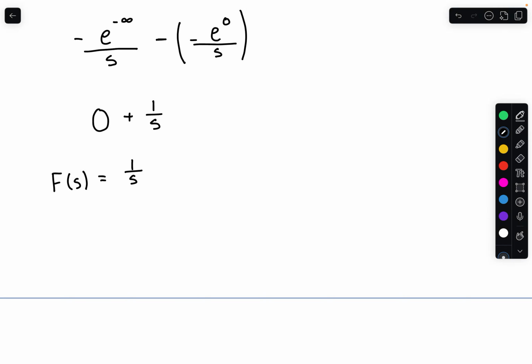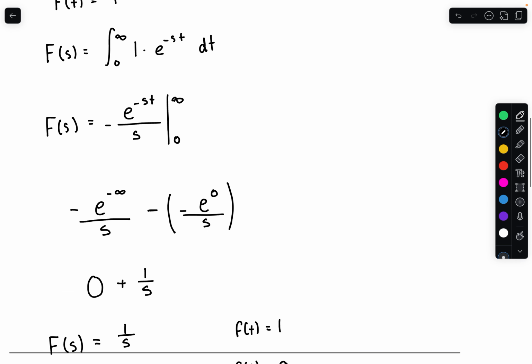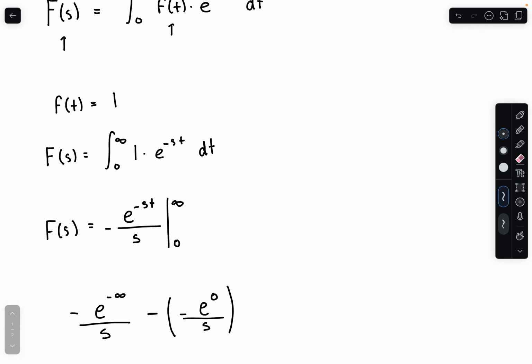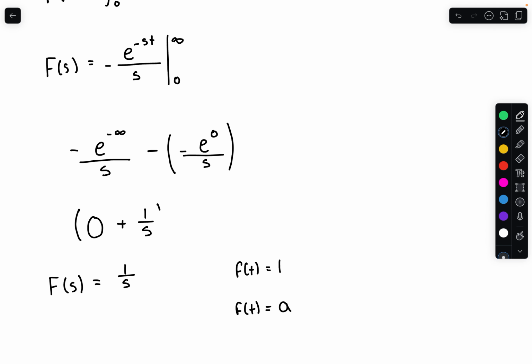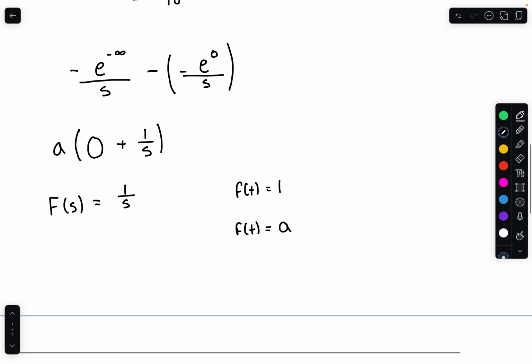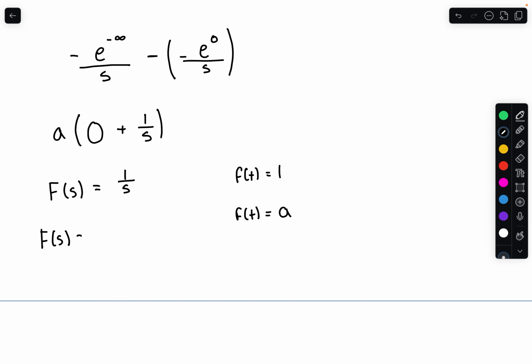This idea can be expanded on very easily if instead of f of t is equal to 1, we wanted f of t is equal to any constant number a. All we would do is go back to the start, and instead of writing a 1 here, we would replace it with an a. And what we can do to make our lives easier is simply factor out this a. And what we're left with is just a times the integral we just did. So if we work our way to the end and everything is multiplied by a, we're just left with f of s is equal to a over s.